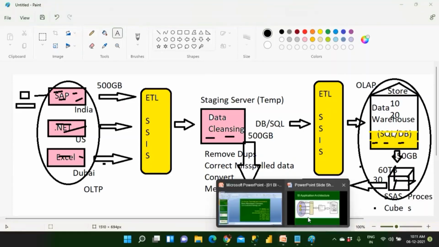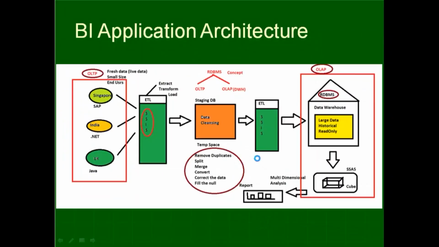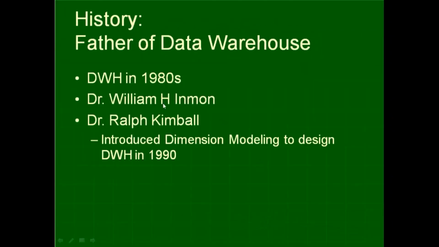This was invented by one guy called Mr. William H. Inmon. Father of the data warehouse. So the data warehouse was invented in the 1980s by William H. Inmon. And in 1990, Ralph Kimball made some changes to the data warehousing concept.